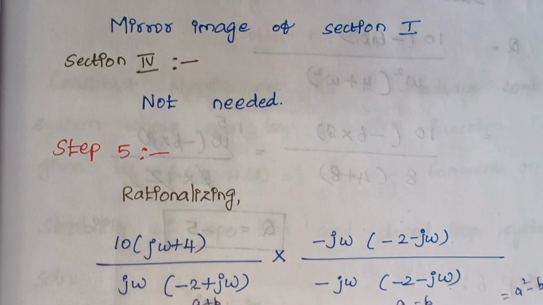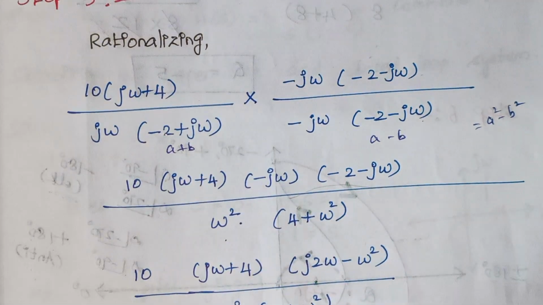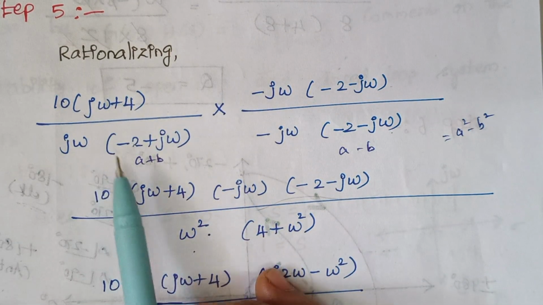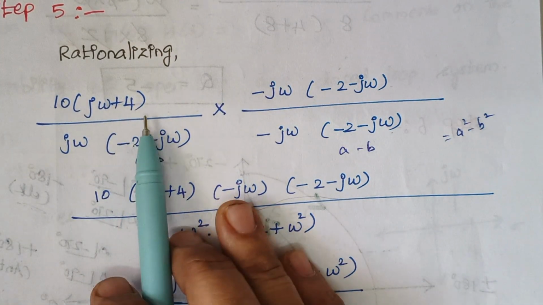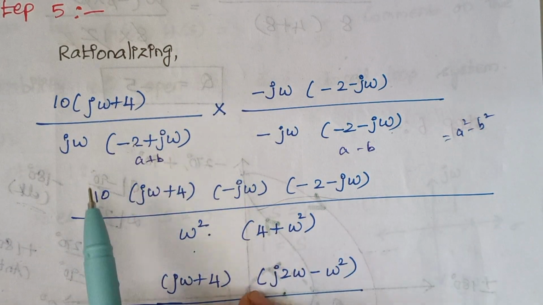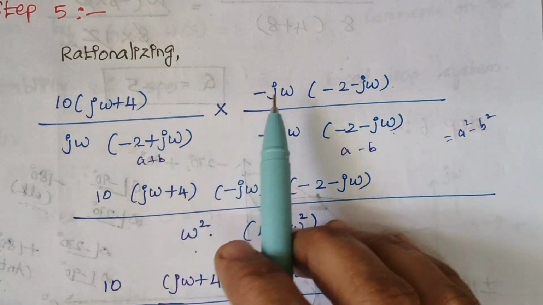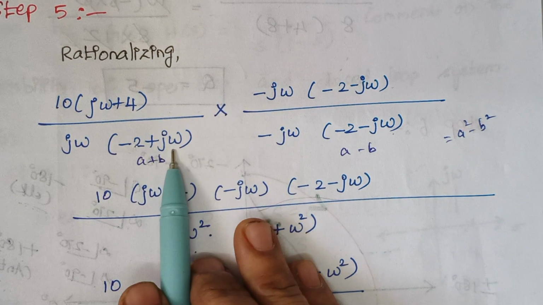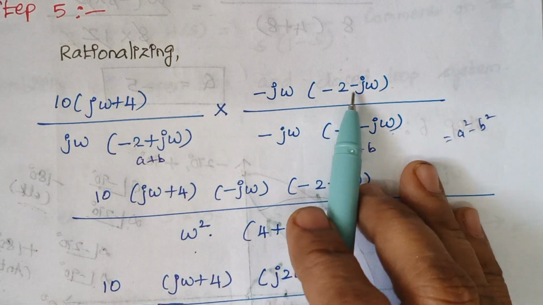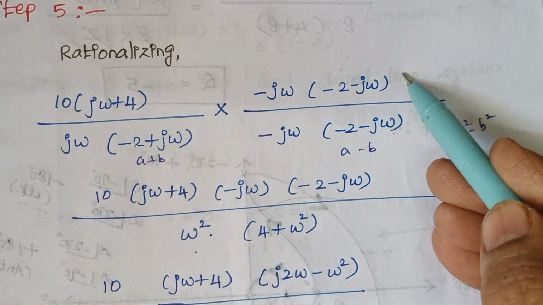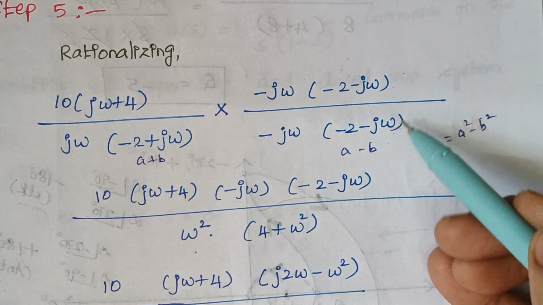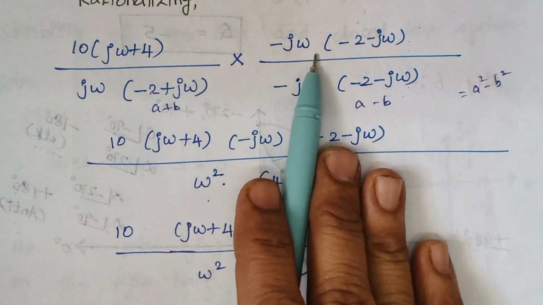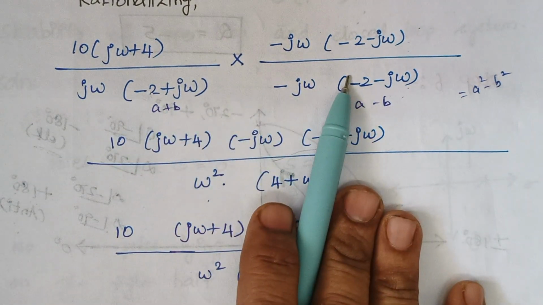So rationalizing is nothing but taking the complex conjugate. Right. So here this is the given problem. Here we are taking the complex conjugate of the denominator terms. So plus j omega multiplied by minus j omega, and minus 2 plus j omega, so here minus 2 minus j omega. We are multiplying and dividing at the same time. So the next step is we are just multiplying the numerator terms as well as the denominator terms.